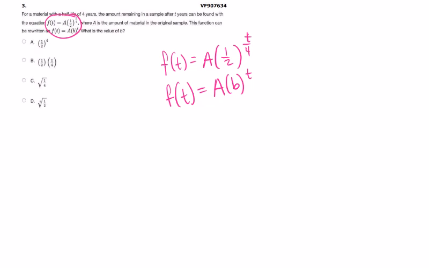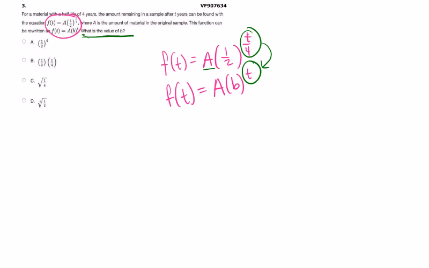All right, so basically what we want to do is have this turn into just T, right? And then they're asking us, what is the value of B? So after we change this into this, and notice how the A stays the same, right? We're just saying, instead of 1/2, what is that going to turn into?